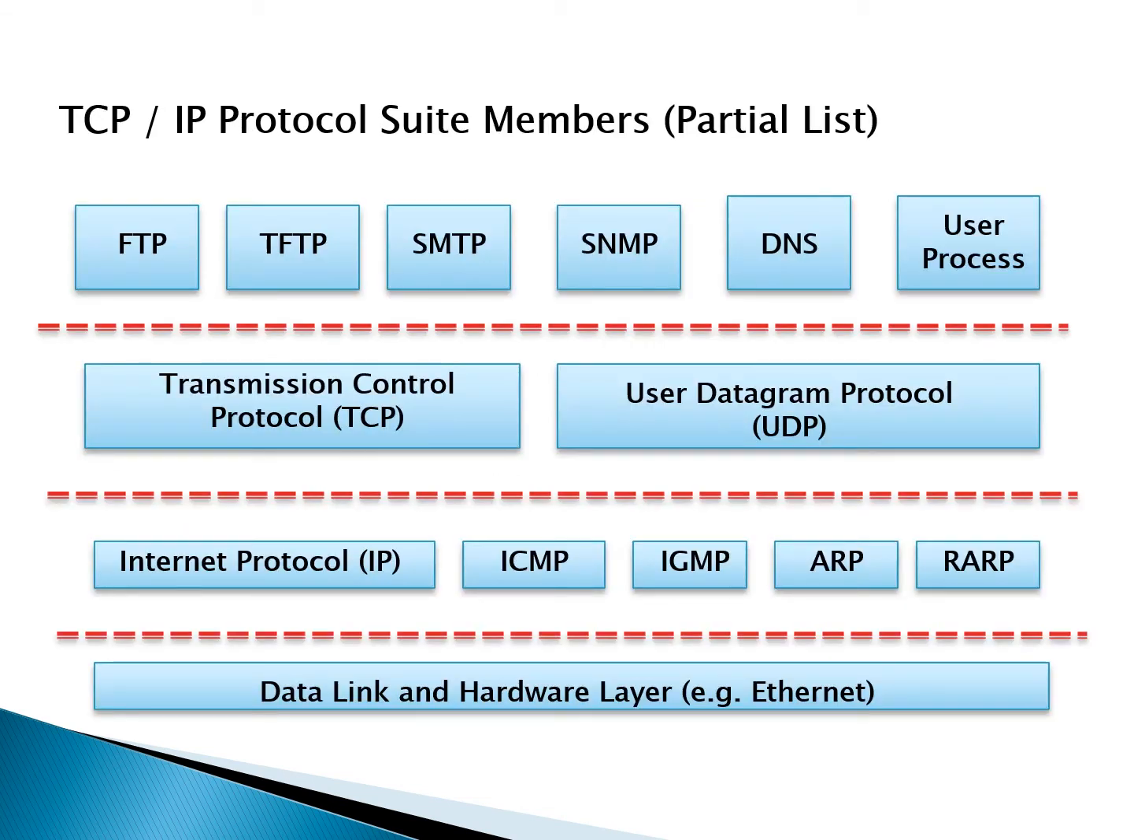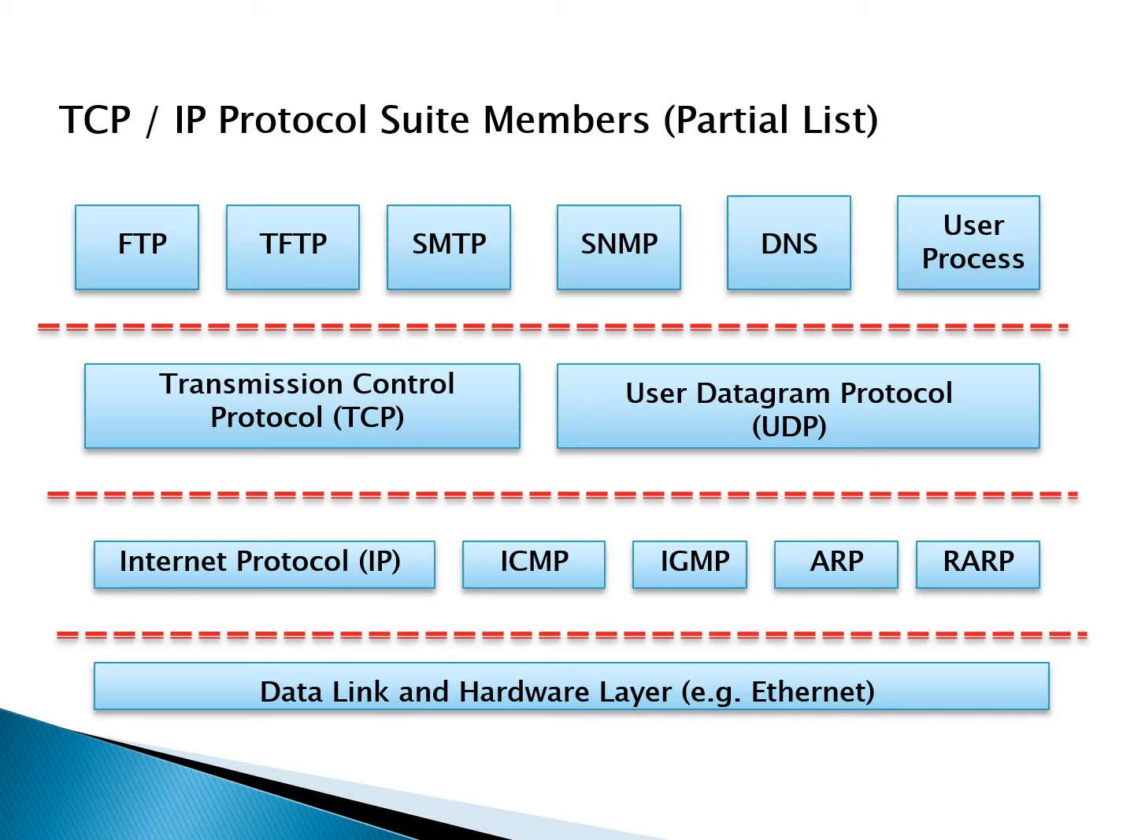This diagram shows some of the family members of TCP/IP. There are more. Starting from the lowest layer, the data link and hardware layer. Sometimes it is called the physical layer. Here it uses Ethernet technology, so you can also call it the Ethernet layer.